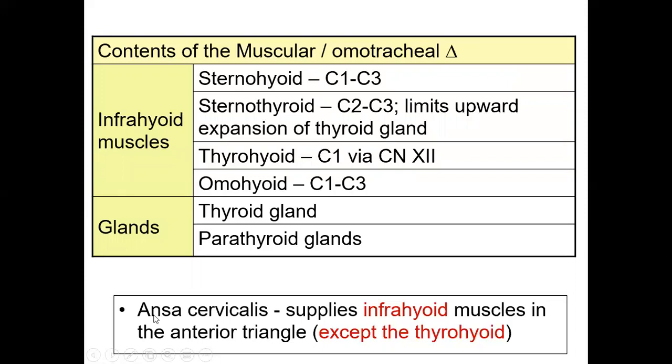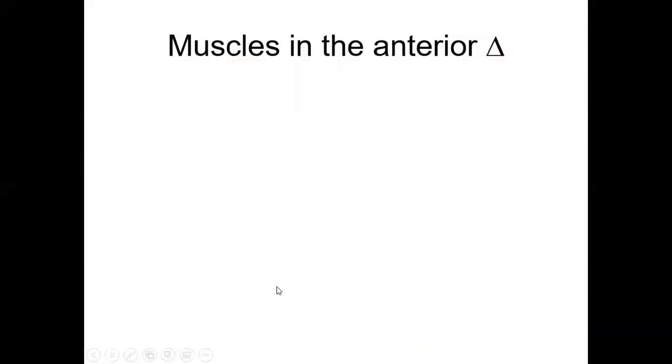The thing that you have to remember is the ansa cervicalis. Later we're going to discuss this one. The ansa cervicalis supplies the infrahyoid muscles in the anterior triangle except the thyrohyoid muscle. So the other infrahyoid muscles are supplied by the ansa cervicalis, but thyrohyoid muscle is the exception, because it is supplied by C1 via the 12th cranial nerve.